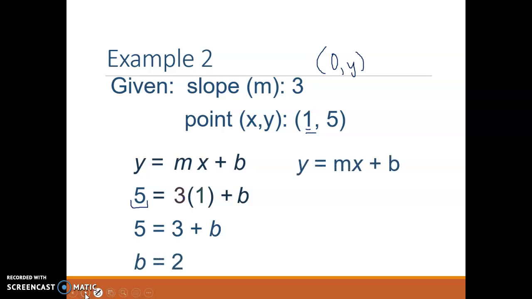We can then go back to y equals mx plus b and plug in what we know: the 3 for slope and the 2 for the b. From there, we can leave it in slope-intercept form, or we could change it to our standard form, ax plus by equals c.